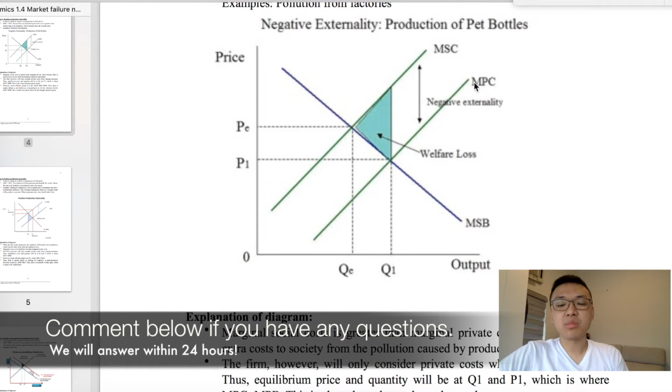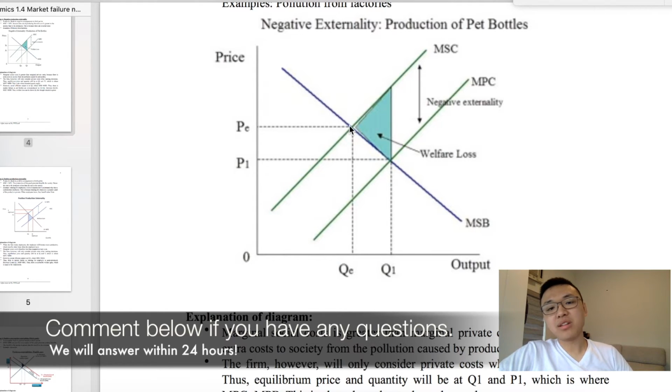The market equilibrium is where the private cost equals the private benefit. Here it says social benefit, but actually it should be private benefit. So this is the market equilibrium where private cost equals private benefit, P1 and Q1. But the socially optimum point is where MSC equals MSB. That should be PE and QE, this point right here. That's the socially optimum point.